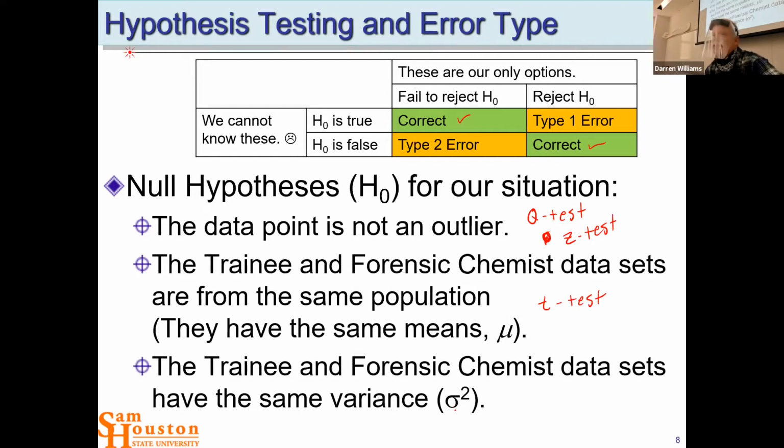Remember, variance is your standard deviation squared. And so that's your precision test. So that would be the F-test. So these are the 4 hypothesis tests that we're going to use today. Well, we need to pick it up a little bit.